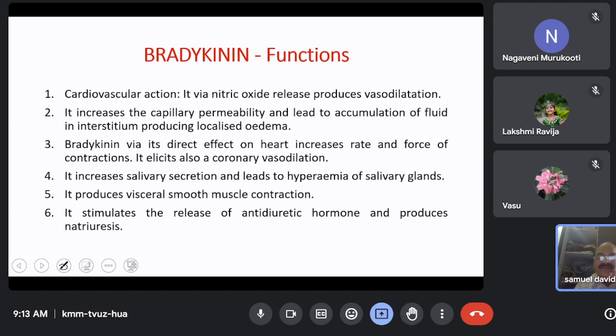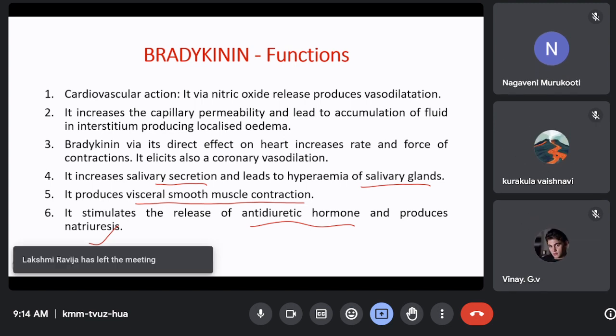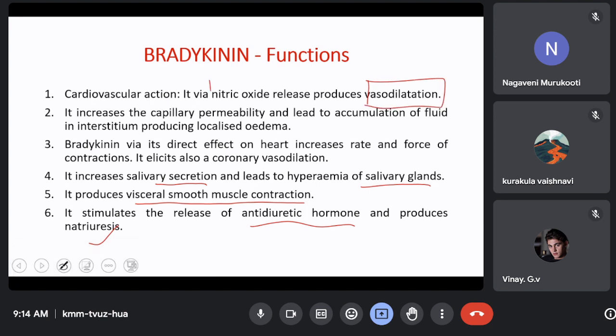At the same time, other minor effects are it increases salivary secretion, hyperemia of salivary glands, produces visceral smooth muscle contraction, and release of antidiuretic hormone and produces natriuresis. Among all this, what you have to remember is it is a vasodilator and its action is mediated by nitric oxide and it is responsible for increasing the capillary permeability leading to edema. These are the three main things which you have to remember. In addition, it has a direct effect on increasing the heart rate and force of contraction of the heart. So these four things you remember, that is sufficient for any examination.